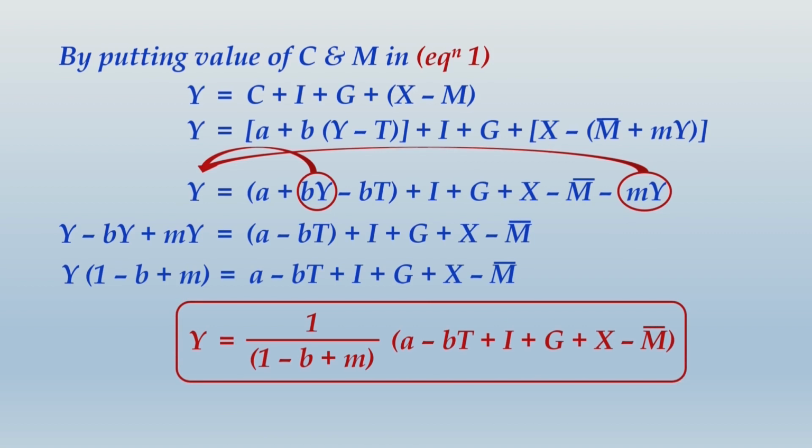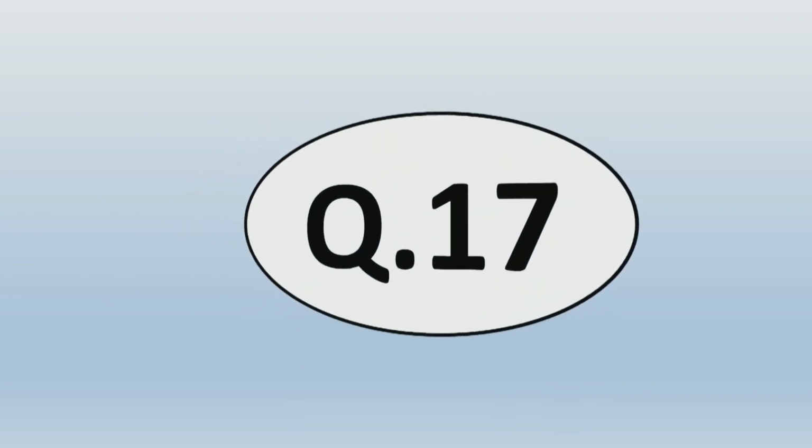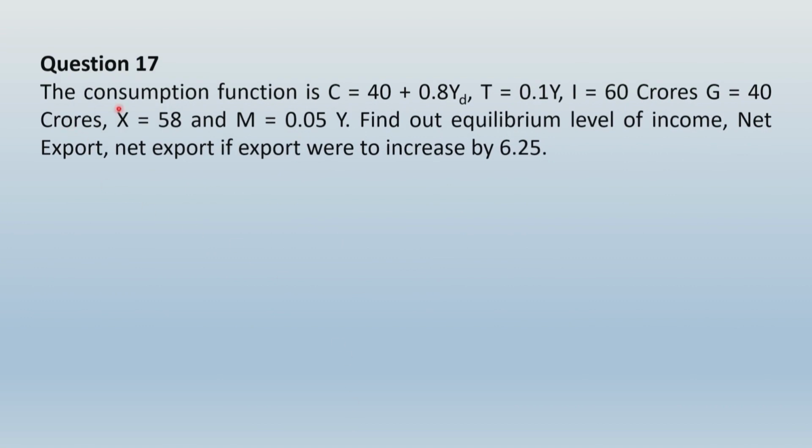Let us apply our learnings in solving questions, and we first begin with question number 17. Let us read this question. It says the consumption function C equals 40 plus 0.8 YD, T is given as 0.1 Y, I is 60 crores, G is 40 crores, X equals 58 and M equals 0.05 into Y. Find out the equilibrium level of income, net exports, and net exports if exports were to increase by 6.25.